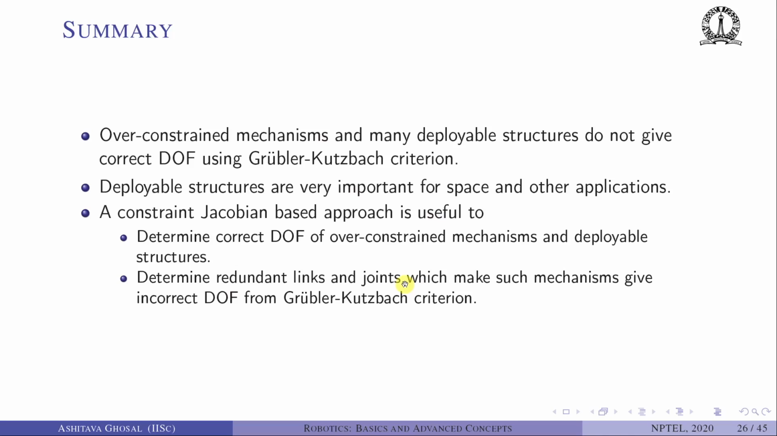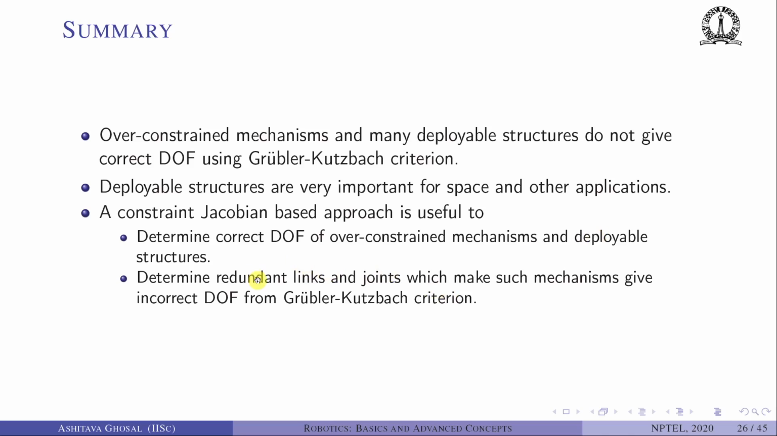So in summary, over-constrained mechanisms and many deployable structures do not give the correct DOF using the Grubler-Kutzbach criteria. The main reason is that the Grubler-Kutzbach criteria is just a counting argument. It does not take into account the special geometry or the link lengths of the mechanism. Deployable structures are very important for space and other applications. I have shown you that a constraint Jacobian based approach is useful to determine the correct degree of freedom of over-constrained mechanisms and deployable structures.